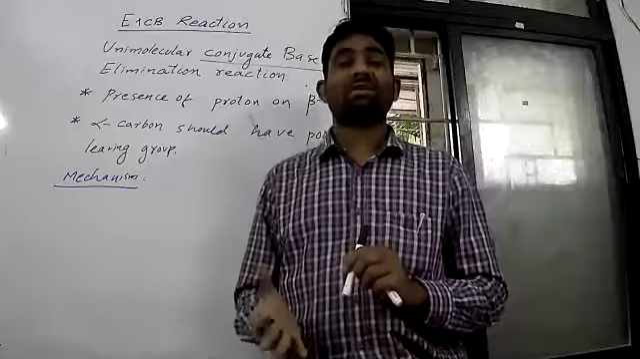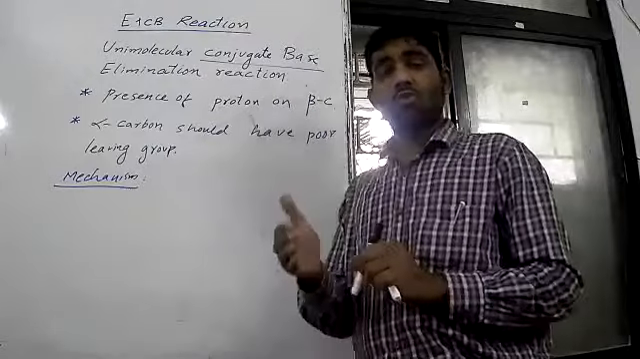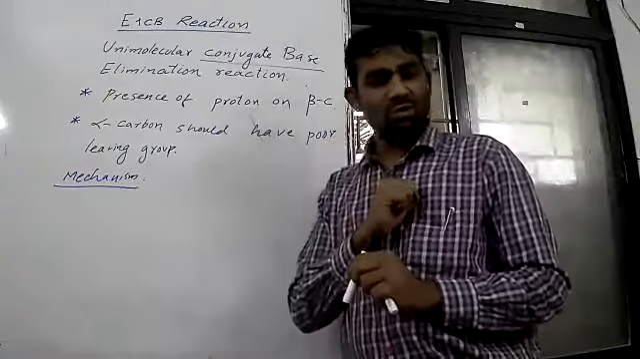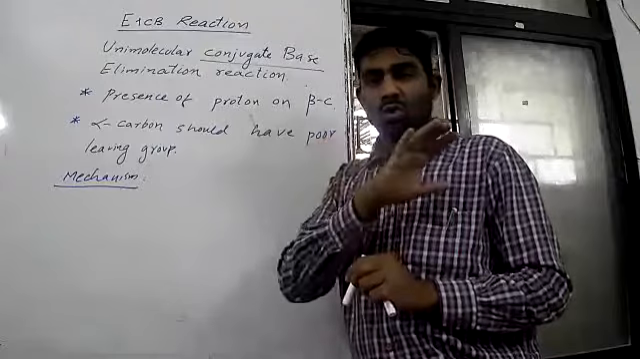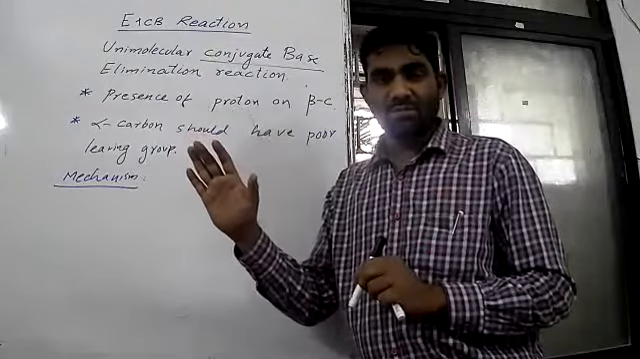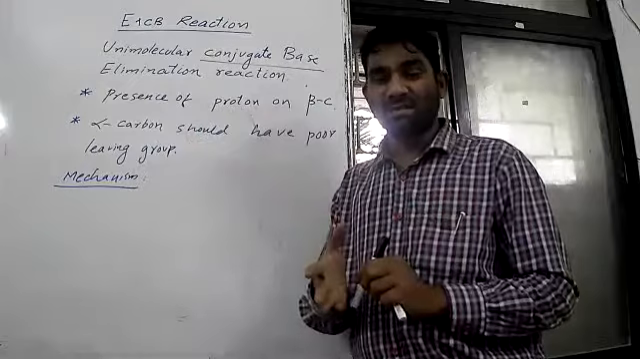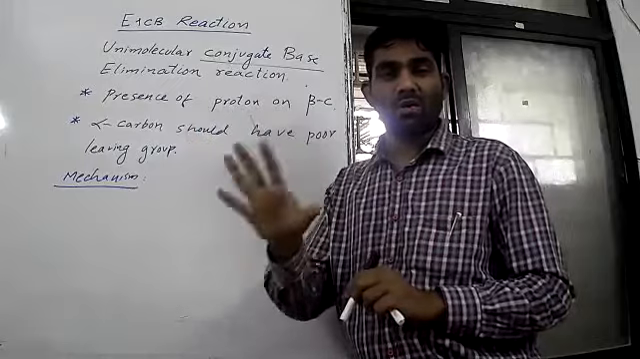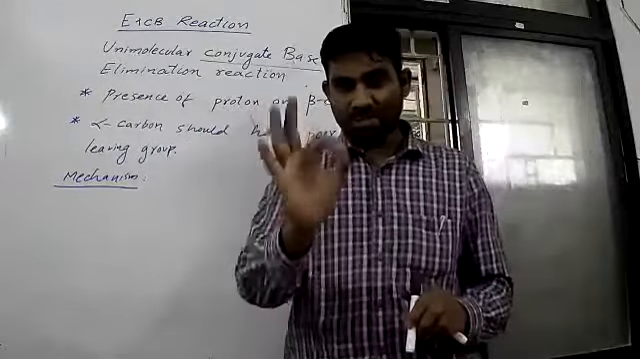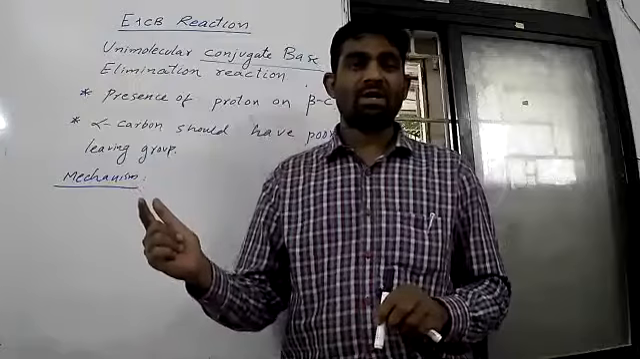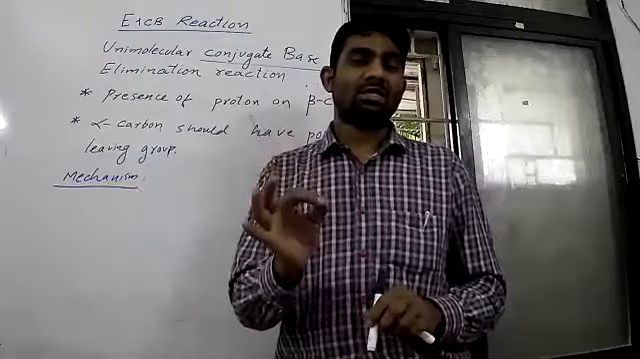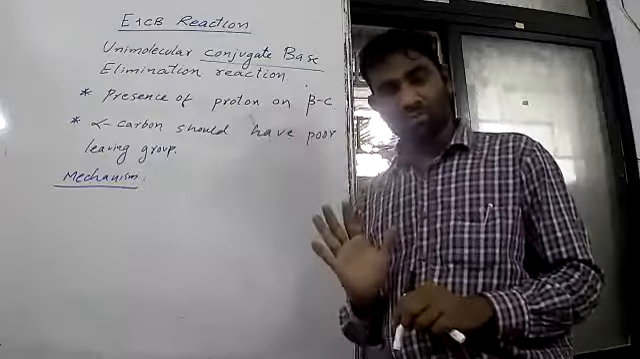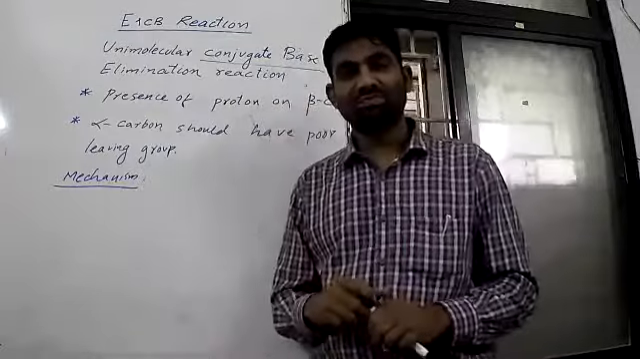Why are these names given? So E2 means what? Bimolecular. What about the mechanism of E2? In E2, no intermediate formation takes place. It is a concerted mechanism. No intermediate, no carbocation, no carbanion, no radical, nothing. It takes place in a single step, a single concerted mechanism. First remember this E2. And we have discussed this, you can watch the videos.